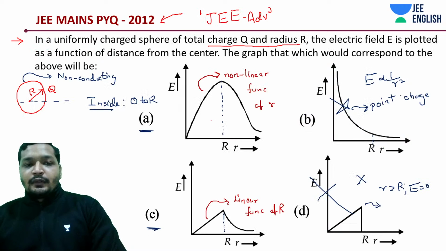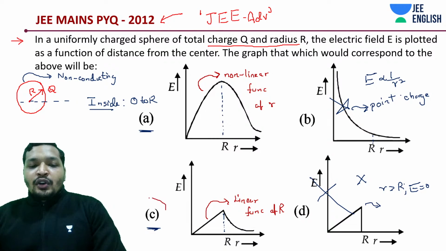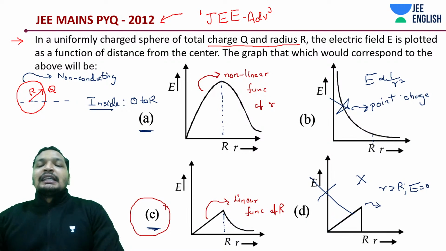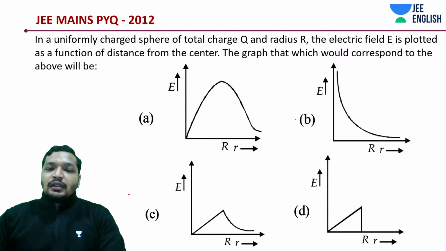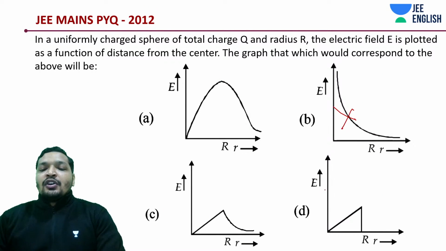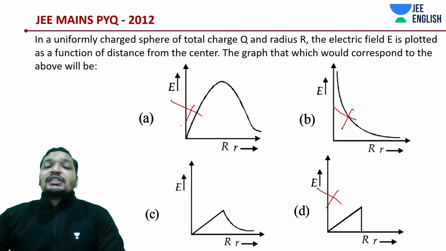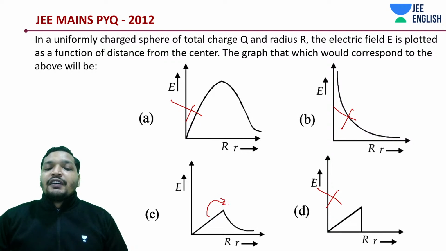Easy. So yes, the answer should have been C. Okay, the answer should have been C. This is wrong, this is wrong, this is wrong, because it's not a linear function. This is a linear function.